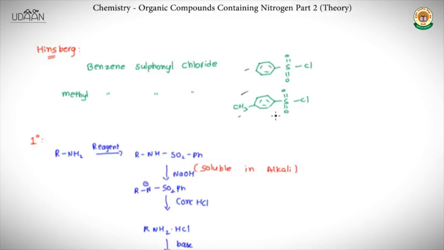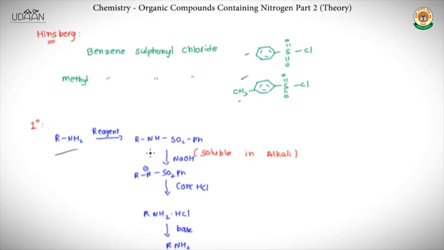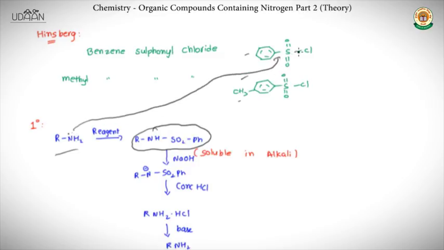Now you are told that for this reagent, primary reacts completely, whereas secondary reacts half of the test, but tertiary doesn't react at all. Now let us see the reaction. First take primary amine. If you treat it with this reagent, you are going to get this one, where this nitrogen has attacked the sulfur, leading to the departure of this chlorine, as you can see here. Now if you treat it with NaOH, you are going to get this one.